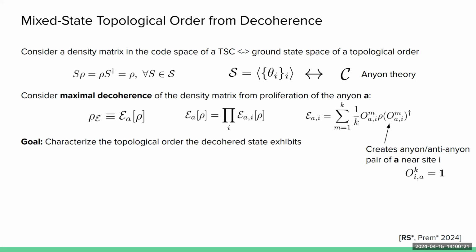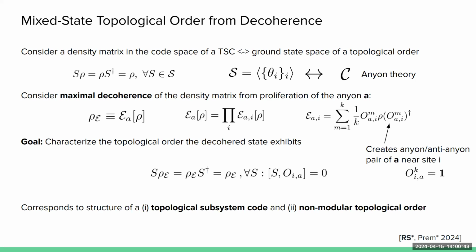So in the toric code example, O was just the Z operator and K was 2. So the goal is now to characterize the properties of this mixed state rho E. And to do this, as we did for just the stabilizer models, we want to understand what the stabilizer group of this is, or equivalently characterize the one-form symmetries, which tells us about the anyon theory describing this state. So it's clear to see that the things that stabilize rho E are precisely the original stabilizers, but only those which commute with this error channel.